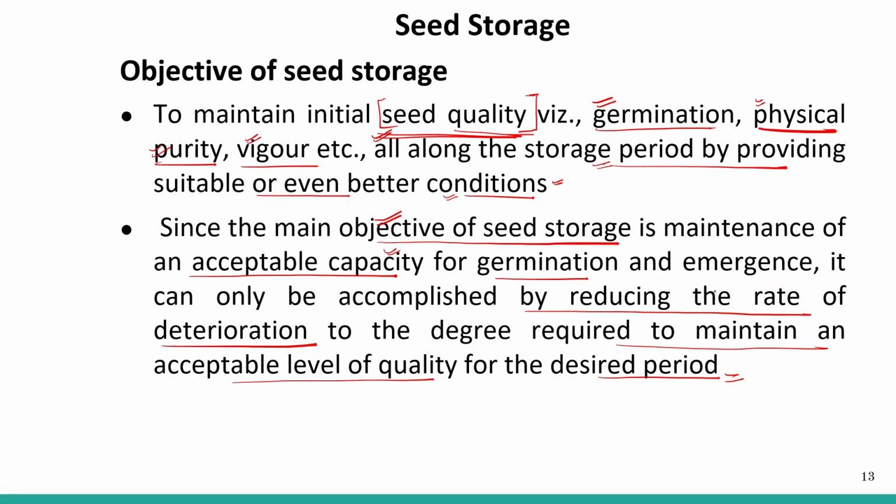Okay, it should reduce the rate of deterioration. Our seed storage method should not increase the rate of deterioration of seed germination, or the storage degree required to maintain an acceptable level of quality for the desired period. Whatever the desired period we want to store a seed, it should maintain an acceptable level of quality. Means for that duration of time, the quality of the seed should be maintained. So these are some of the main objectives of our seed storage.